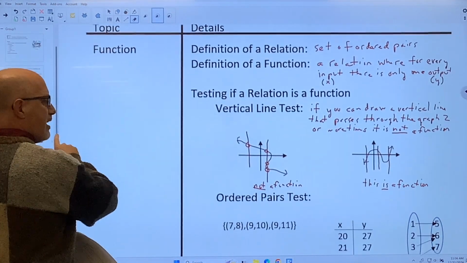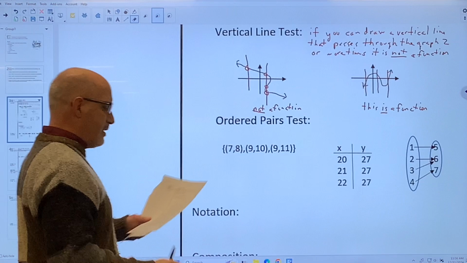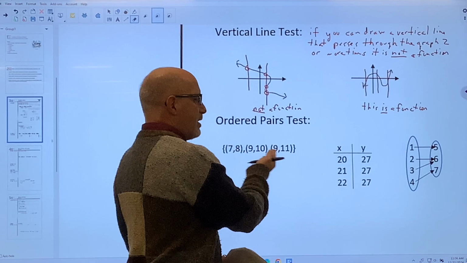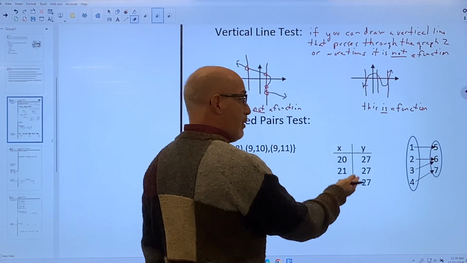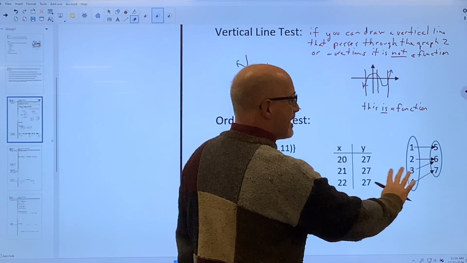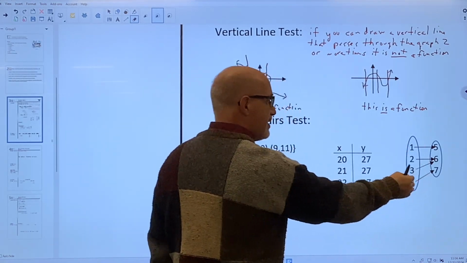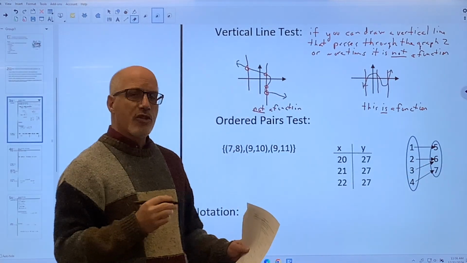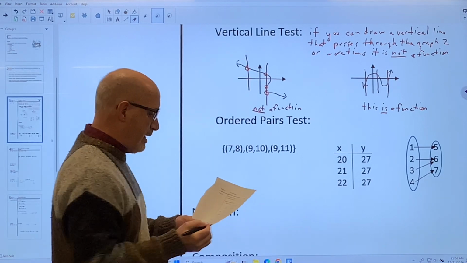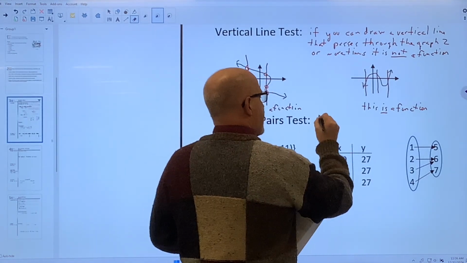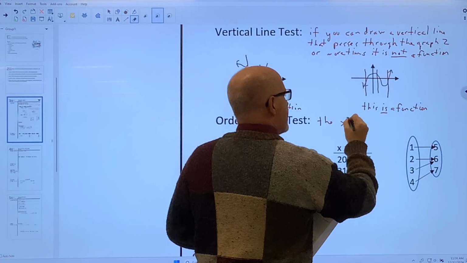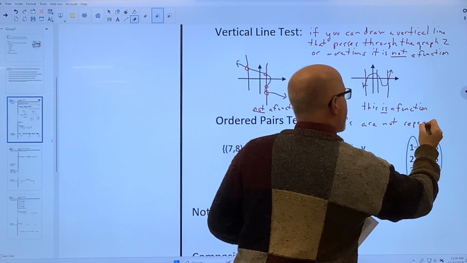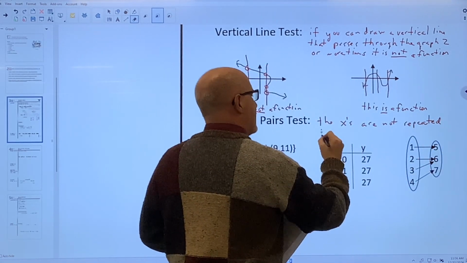All right, now let's look at where we do ordered pairs instead to test functions. What you want to look at with ordered pairs, whether you've got a set of ordered pairs like a relation, or where we do it as a chart, or maybe more as a diagram, where this is the input, the x's, and this is the y's, implied to be inputs and outputs. When you look at this, you want to make sure that the x's are never repeated. If the x's are not repeated, it means it's a function.